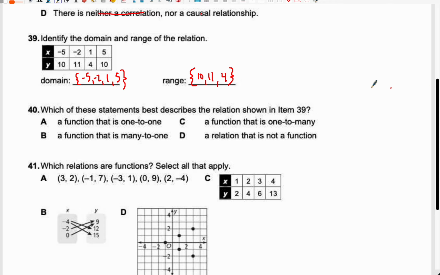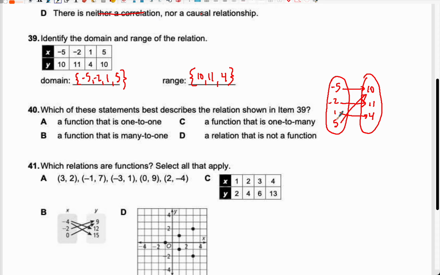Now, which of these statements best describes the relation shown from item 39? We didn't spend a whole lot of time talking about these relationships. The easiest way to judge these is to make one of these mappings. If we put our domain here, -5, -2, 1, and 5, we put our range here, 10, 11, and 4, and then we draw arrows. So -5 goes with 10, -2 goes with 11, 1 goes with 4, and 5 goes with 10.